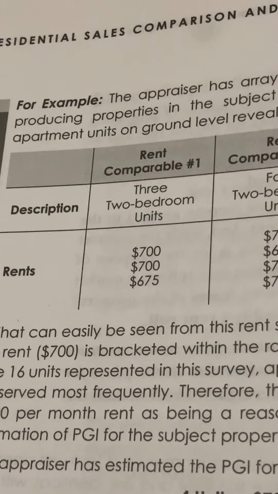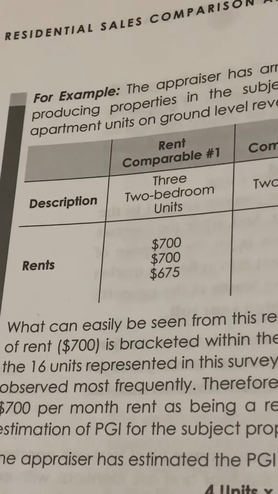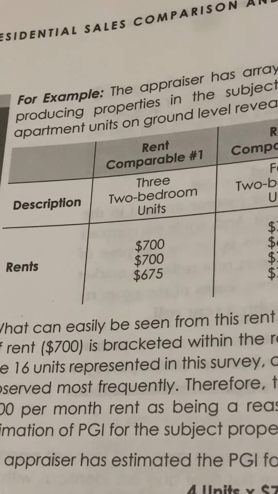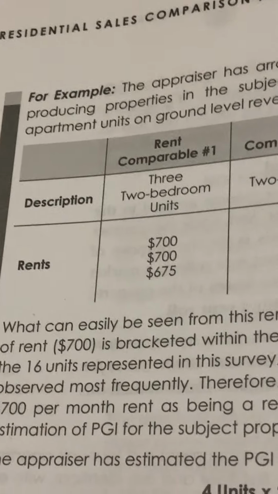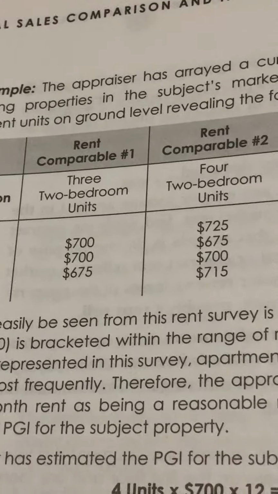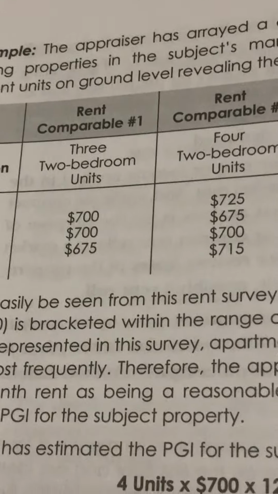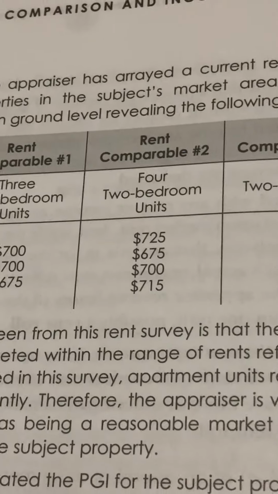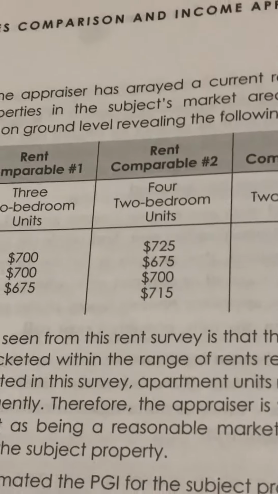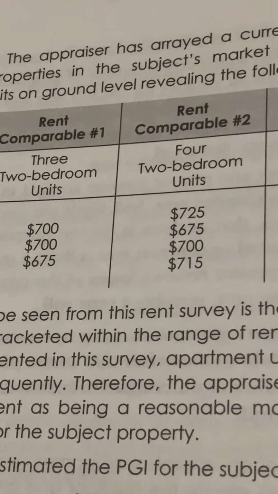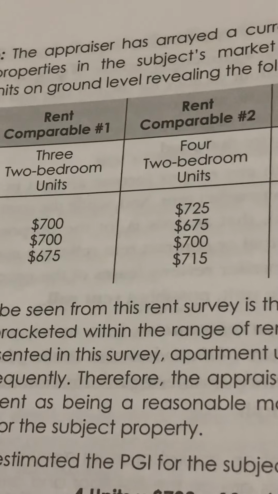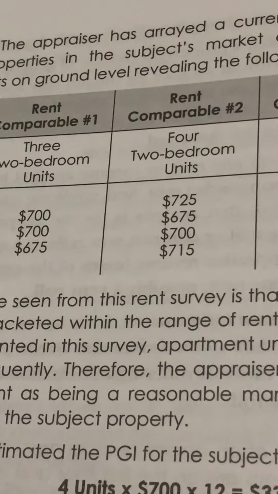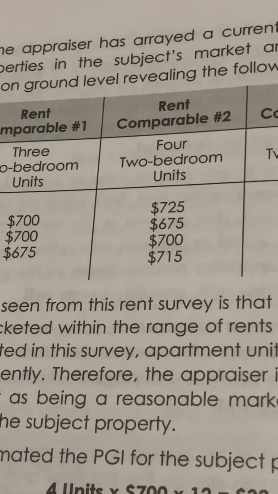The rents are going for $700, $700, and $675. So it's like a triplex on that one, I think, is what he was using. The next rent comparable, comparable number 2, has 4 two-bedroom units, and it's renting for $725, $675, $700, and $715.